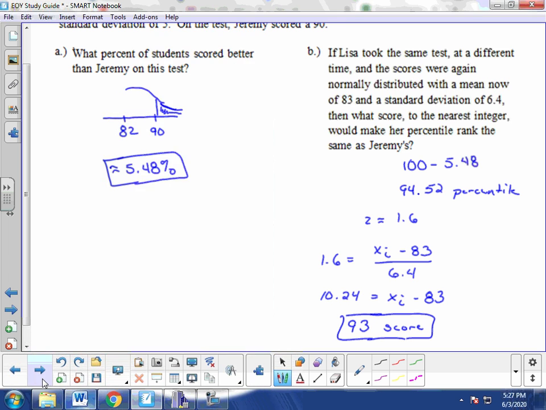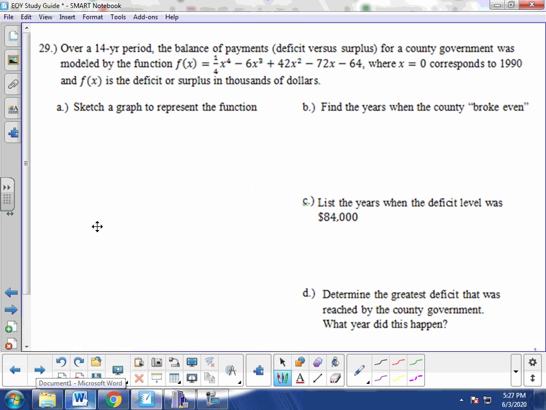Let's take a look at problem 29. Now, problem 29 is giving us word problems, going back a little bit. So this is not just about probability any longer. These are word problems that could represent any section, units 5 through 9.